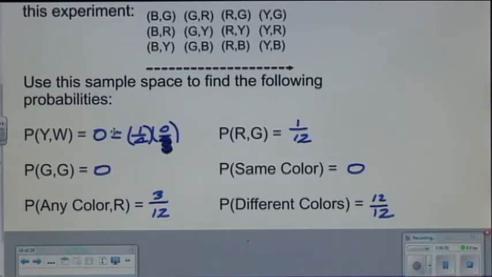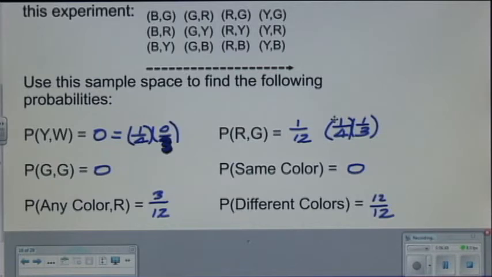How about red followed by green? Well, in the first event, a red marble has a 1/4 probability of being drawn individually. A green marble has the potential of being drawn on 1 out of 3 times. And if I multiply those together, I get 1/12, which is what I expected to obtain.